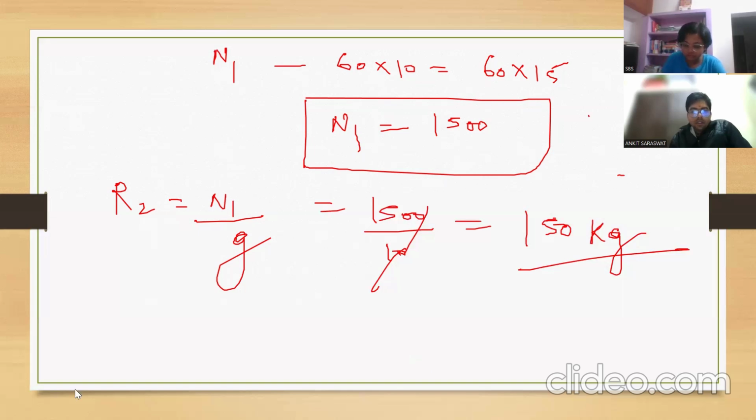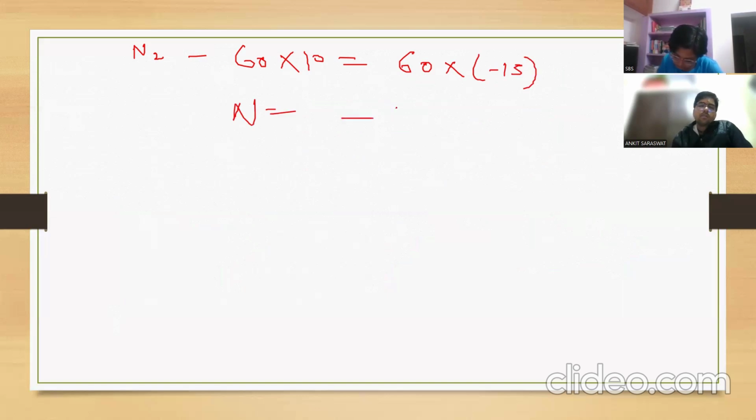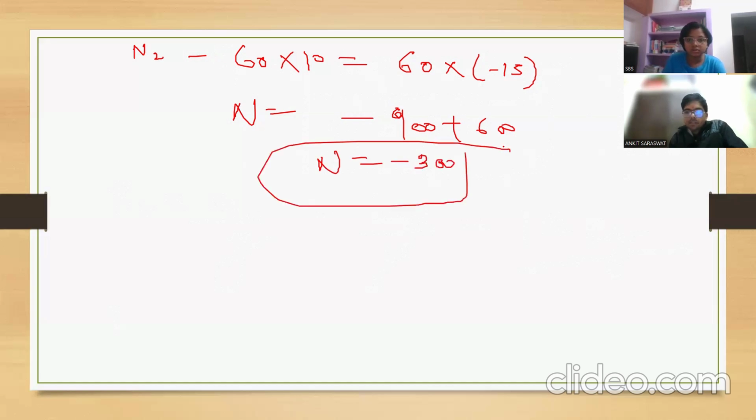R3. Third case. If you calculate the value of N2, weight is down, 60 into g. Mass of system is 60 into acceleration. Acceleration is down, so minus 15. So what will you get? Minus 900 plus 600. How much? Minus 300. Minus 300. Is it possible for the normal reaction force to be negative?